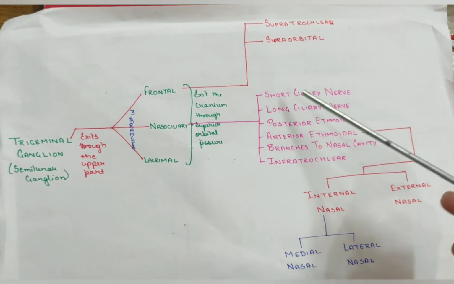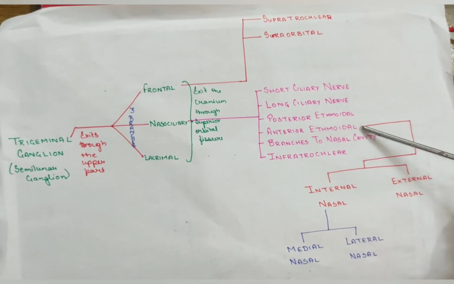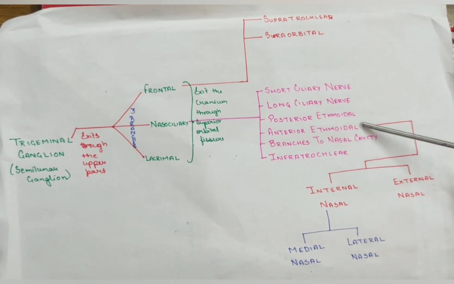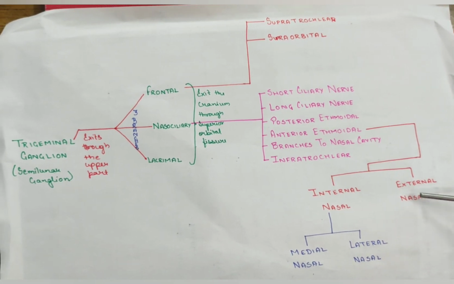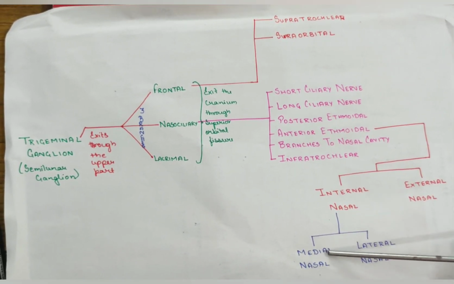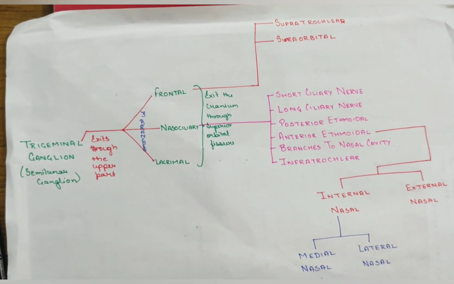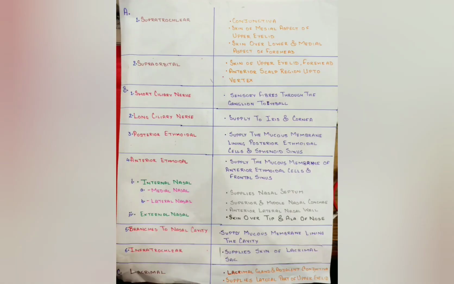The nasociliary divides into many branches like short ciliary, long ciliary, posterior ethmoidal, anterior ethmoidal, infratrochlear, and the branches to the nasal cavity. Now this anterior ethmoidal further divides into two branches, internal nasal and the external nasal. The internal nasal gives medial nasal and the lateral nasal branch, and the lacrimal nerve just supplies the lacrimal gland and the adjacent conjunctiva. So as you can see here, I have prepared a small chart showing the major branches of the ophthalmic division and their supply. You can refer to this chart for your convenience.